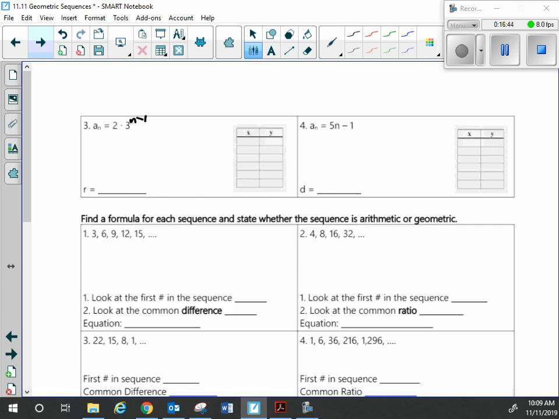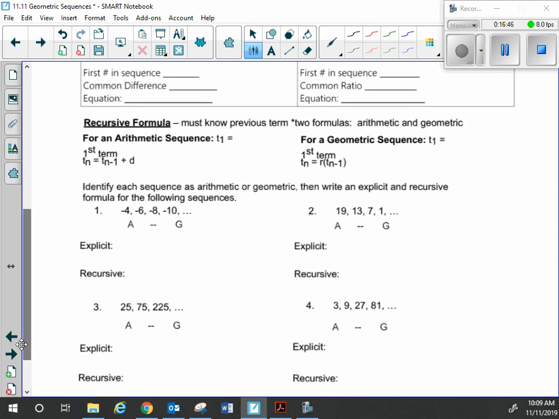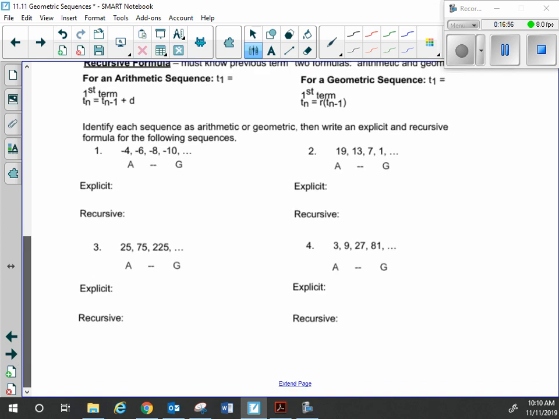Okay? And we're going to do one towards the very bottom together. Let's look at this bottom section. Identify each sequence as arithmetic or geometric, then write an explicit and recursive formula for the following sequence. Take a second and look at those and pick out one for us that is geometric. Number 3.